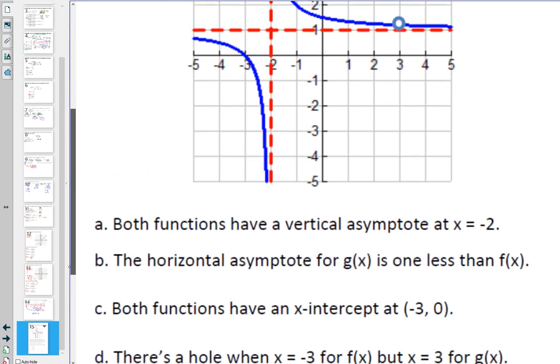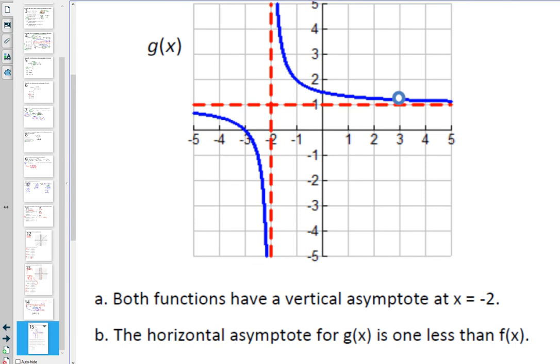So do both functions have a vertical asymptote at x is equal to -2? Well, I can tell the picture does. That's pretty obvious. You can tell just by looking at it. Here, -2 has a vertical asymptote. We've got to check the other one.